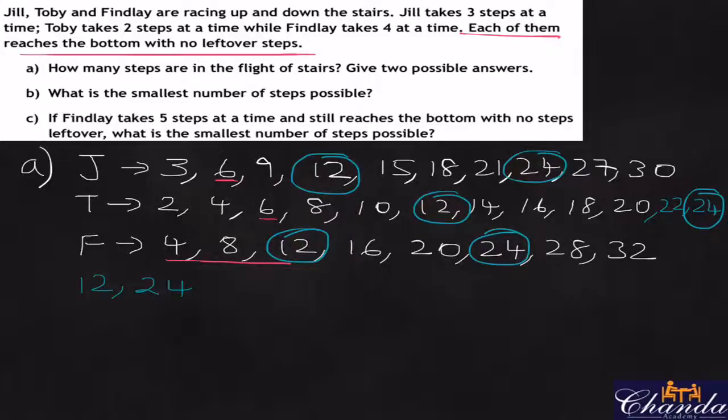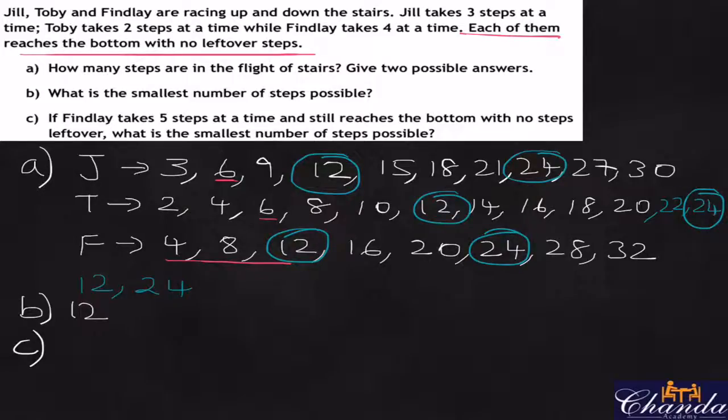Then for part B, we have, what is the smallest number of steps possible? We've already answered this question. It's 12. And then finally, we have part C, which says if Finley takes 5 steps at a time and still reaches the bottom with no steps left over, what is the smallest number of steps possible?